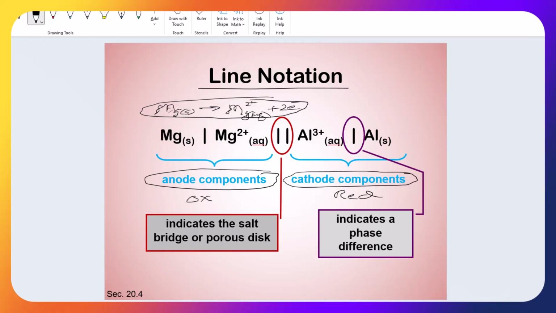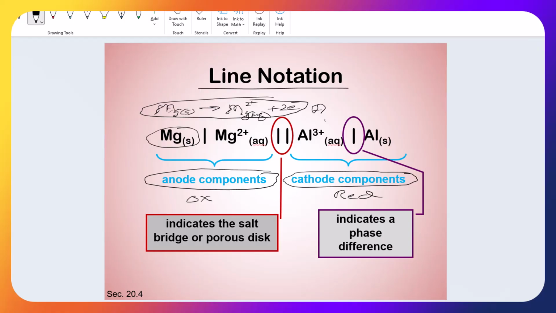Magnesium oxidizing, and in this case, magnesium is an electrode. This vertical line here is a phase change. This is an aqueous solution in the anode compartment. The double lines here, that's the salt bridge. And then over here, we have the cathode components. That's the reduction half reaction.